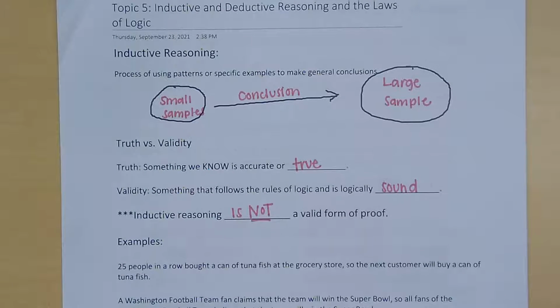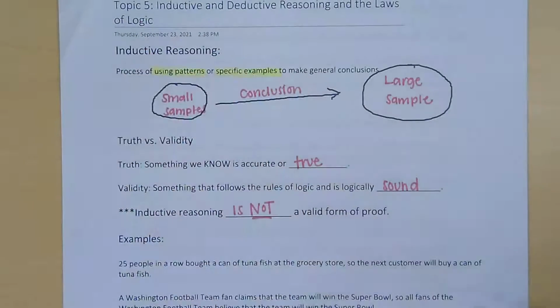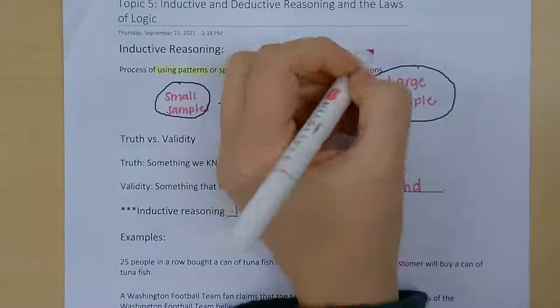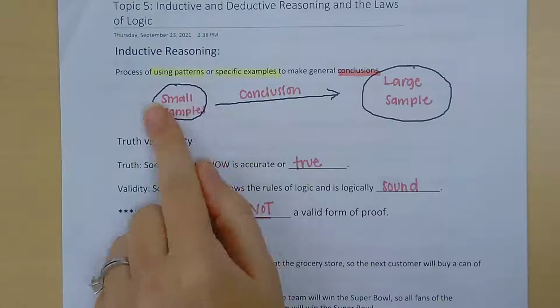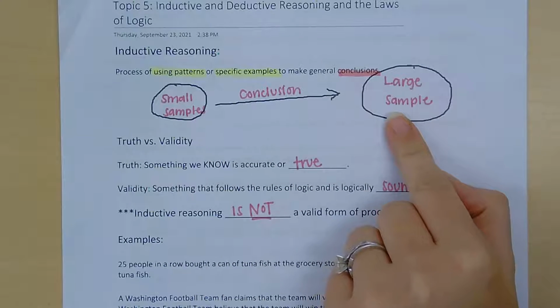Inductive reasoning is going to be the process of using patterns or specific examples to make general conclusions. So what we're doing when we're using inductive reasoning is we're taking small samples and making a conclusion and applying that to larger samples.